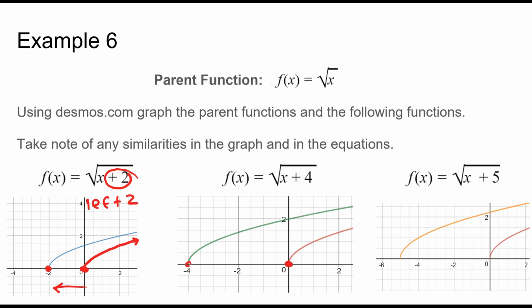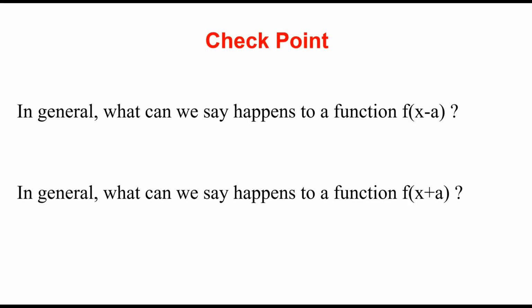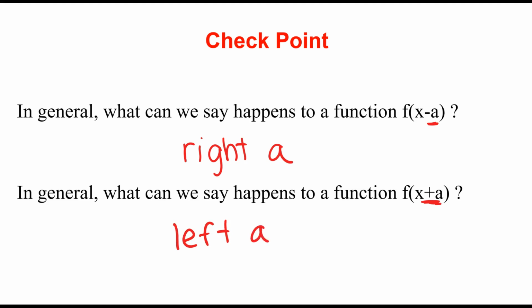Here's our starting point. It ends up over there. We're moving to the left 4, and we're adding 4 on the inside. We've got +5. It moves to the left 5. So how can we summarize this? Well, when we subtract on the inside, we would think subtract means left. That's a common mistake, but it actually moves to the right A. And if we add, it moves to the left A.